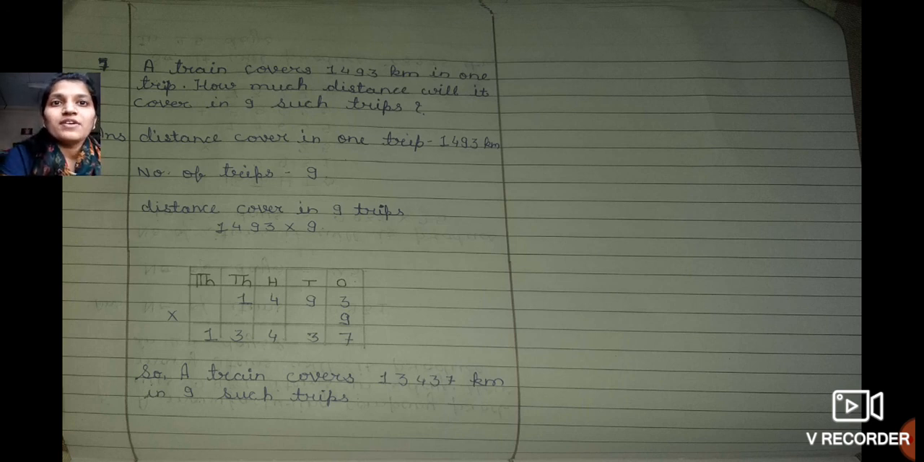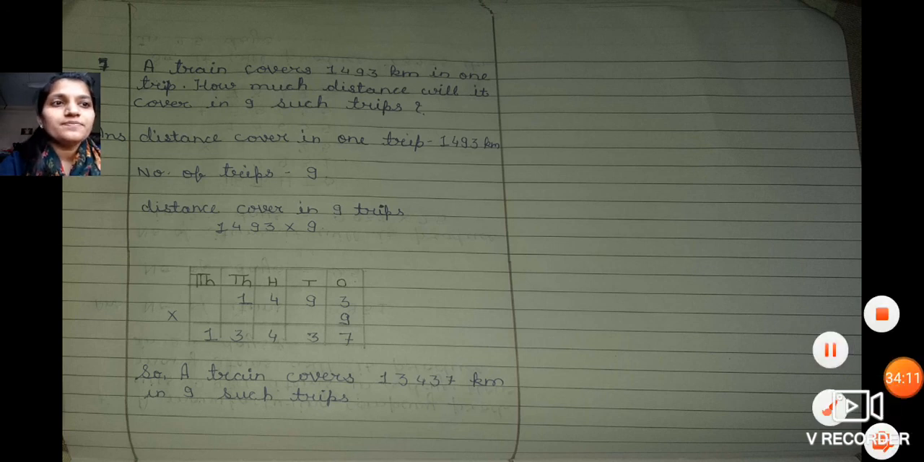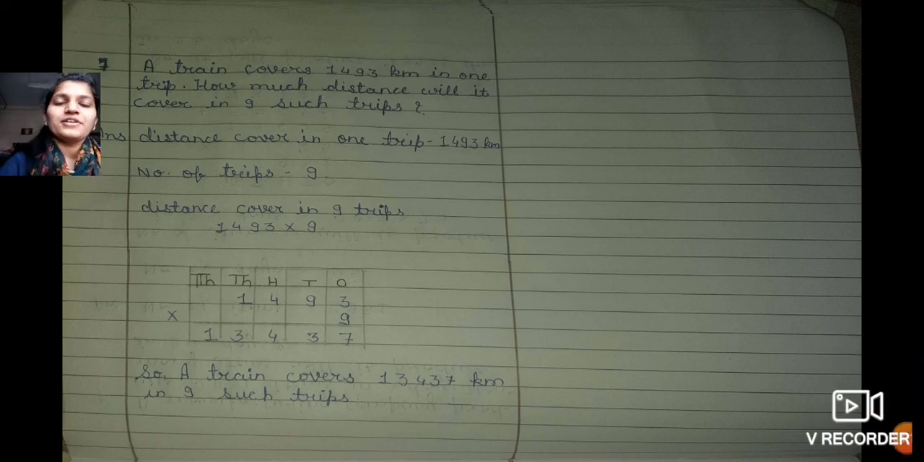1493 kilometer in one trip. So a train is there which covers how much distance? 1493 kilometer. How much distance will it cover in 9 such trips? So we have to find that if this train covers 1493 kilometer in one trip, so how much it will cover in 9 trips? So we are going to write first of all whatever information is available with us. So distance covered in one trip, 1493 kilometer. Number of trips, 9.